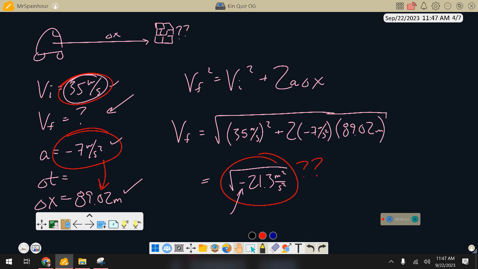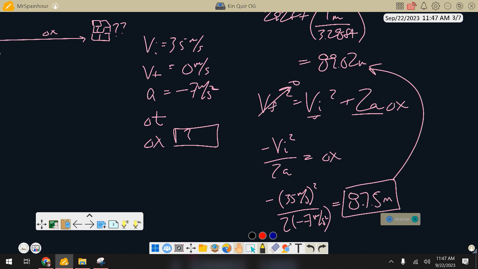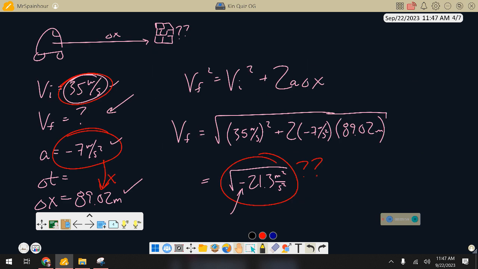Look at the last page. Oops, wrong button. Look at the last page. And we see, yeah, with that initial velocity and that final and that acceleration, the max displacement it's going to go is 87.5, which means it definitely cannot go 89.02.